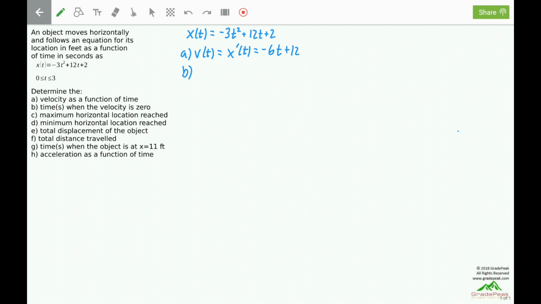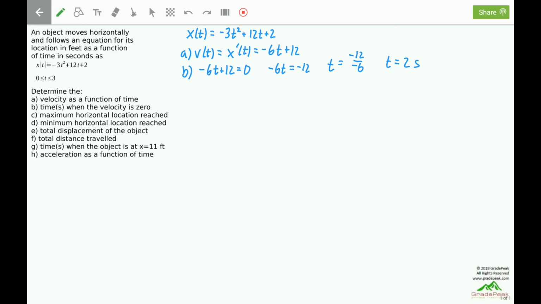For part B, we want to find the time or times when the velocity is 0. And that's found by taking the velocity function of time, setting it equal to 0, and solving for t. Let's subtract 12 from both sides. Let's divide both sides by negative 6. And negative 12 divided by negative 6 will be 2 seconds.